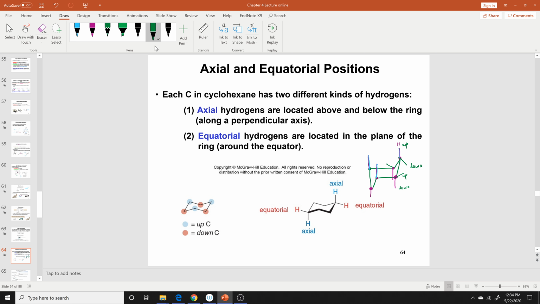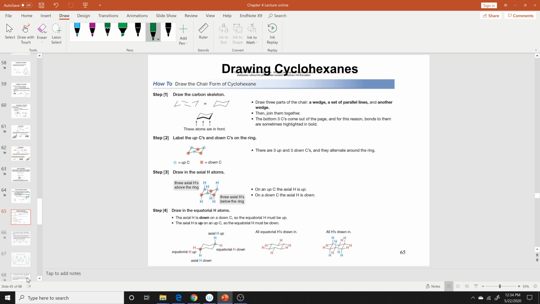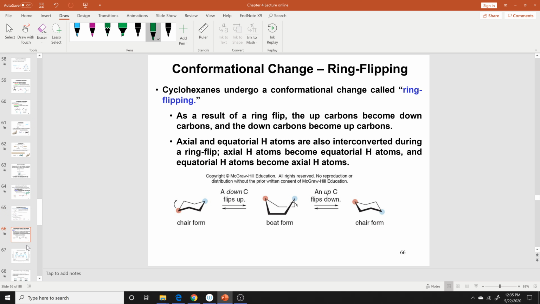Axial is up, equatorial is going to be down. See how I am drawing it? Don't draw it inside the cycle. Draw it outside. So that is going to be the equatorial. Axial is down, equatorial is up. So if the axial is down, the equatorial is going to be up. Here the axial is up, my equatorial is going to be down. Okay? So at the end, you end up having 6 axial hydrogens and 6 equatorial hydrogens. Count them. Okay? It's explained in this slide over here.